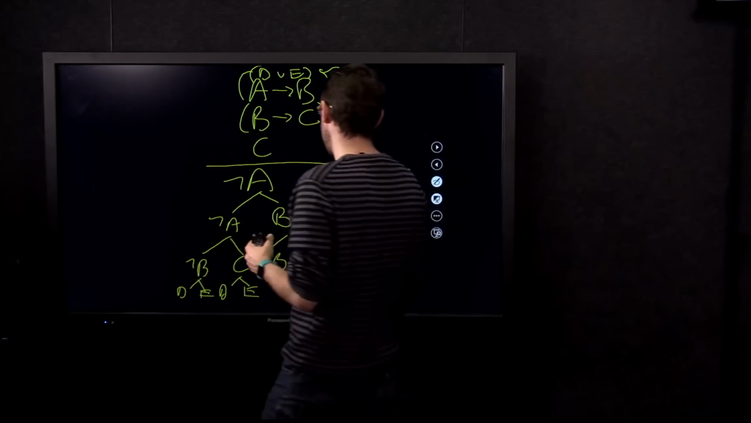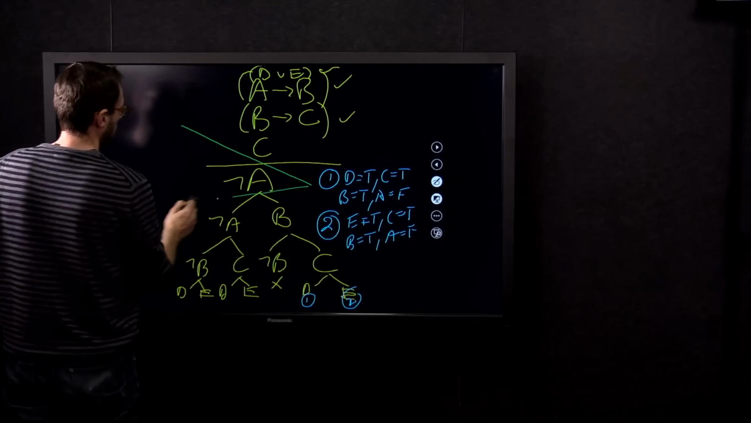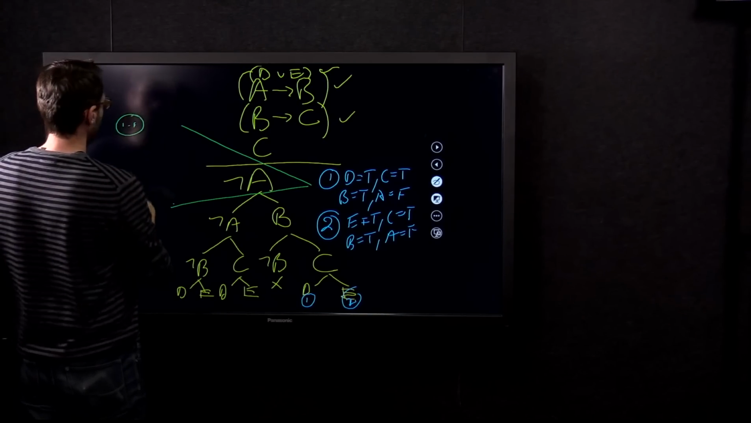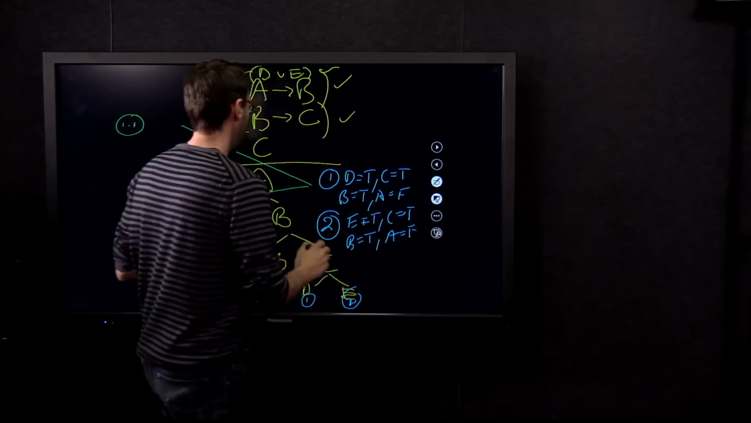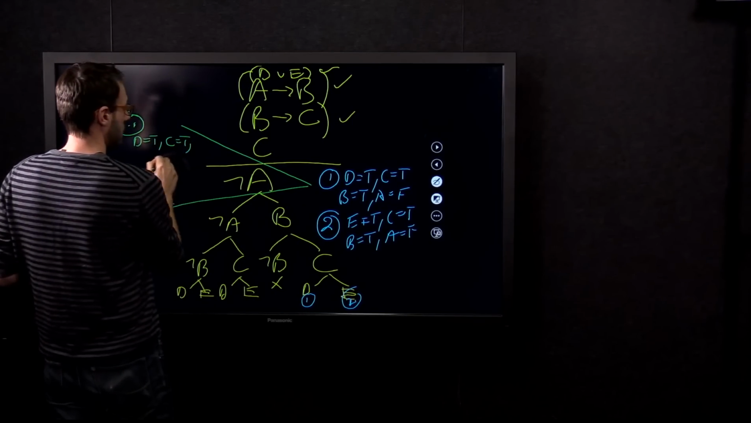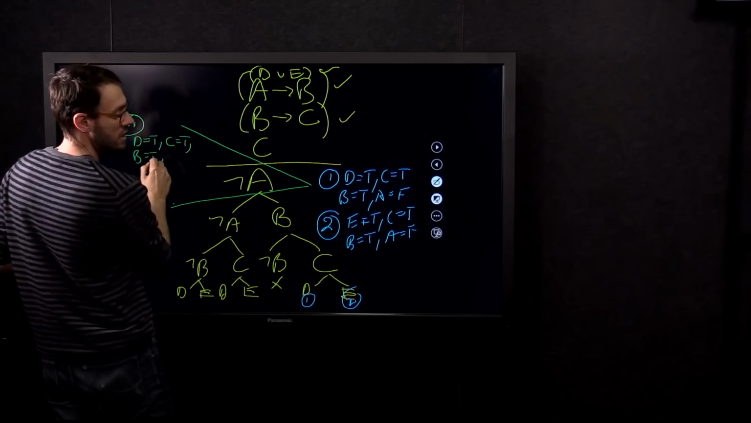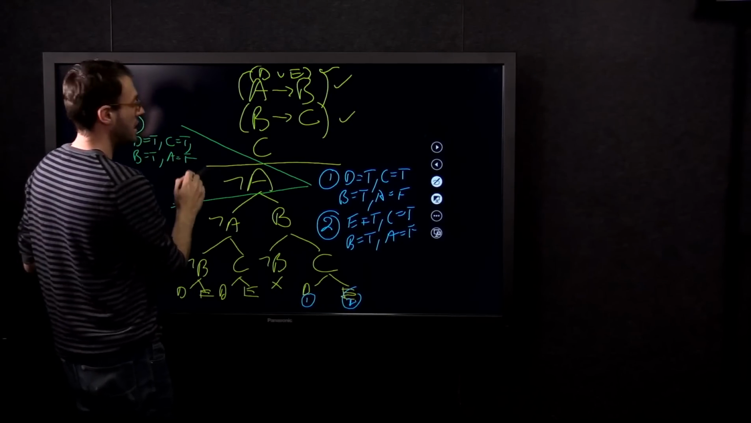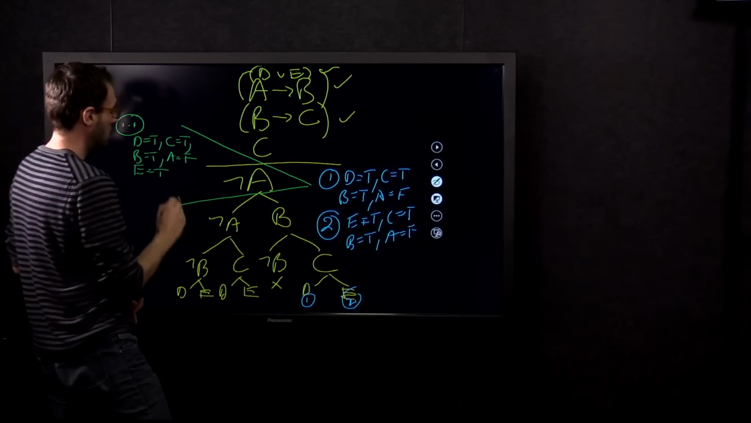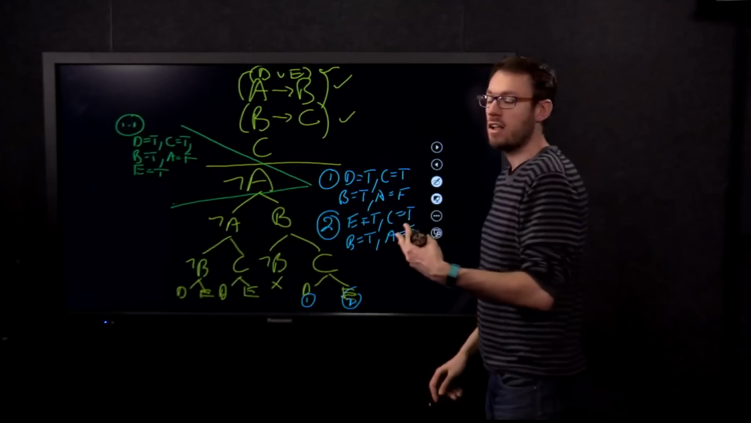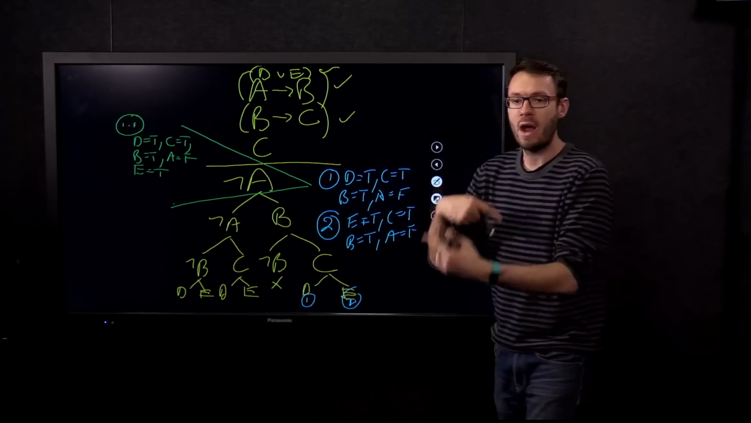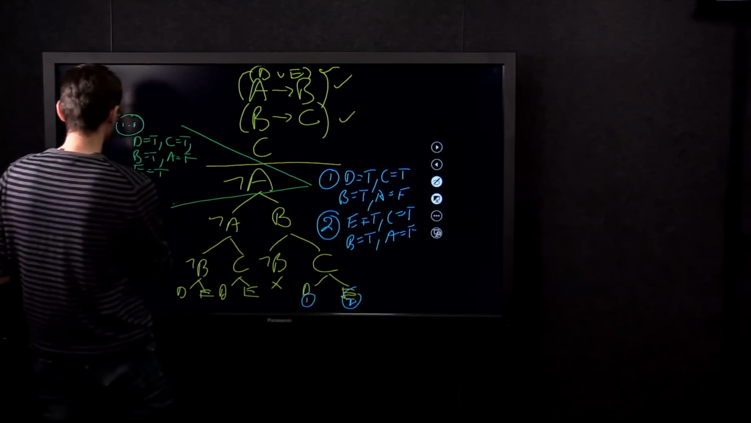So if we take this first counterexample, what we get is counterexample 1.1, and that counterexample 1.1 has that D is T, C is T, B is T, A is F, and there's some value for E. We're just going to set it to T. But that one open branch also houses a second counterexample where E takes the other value.